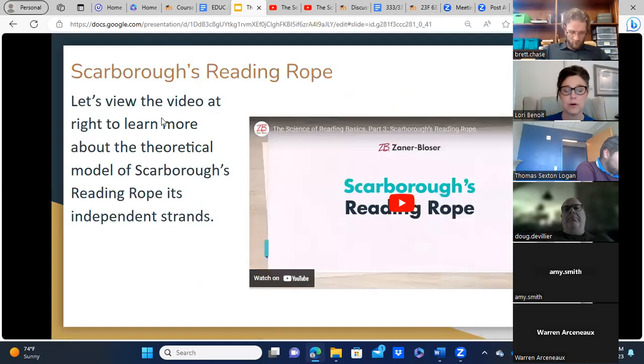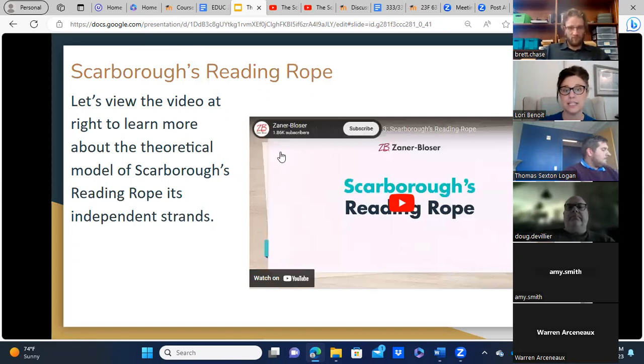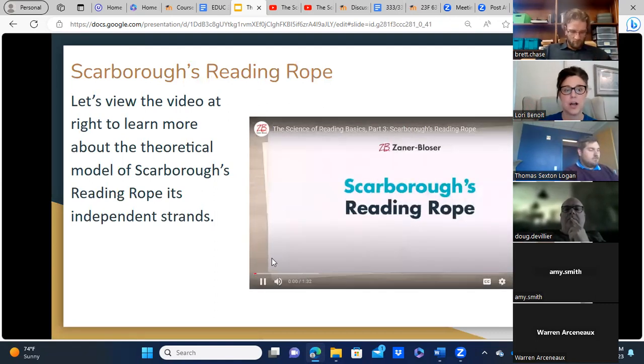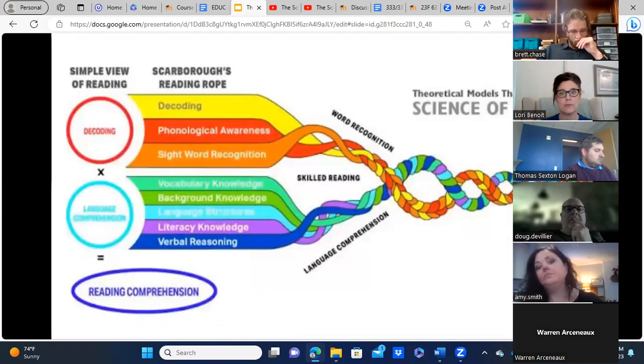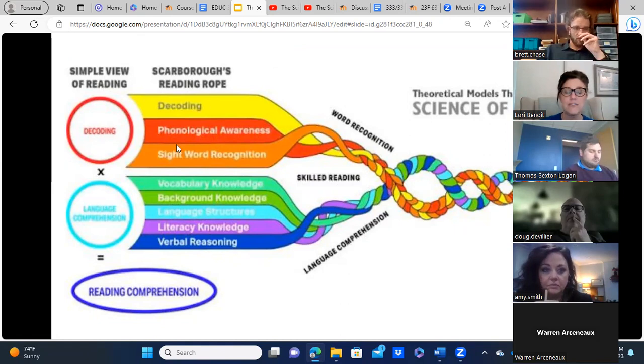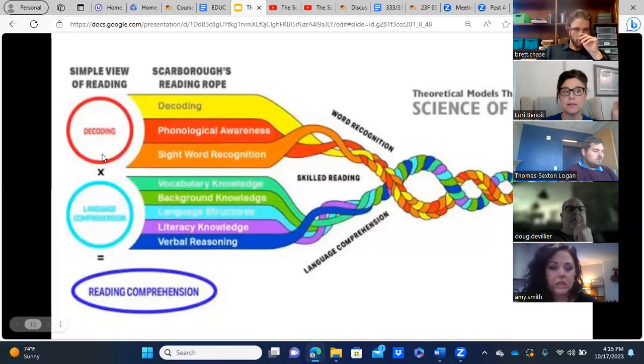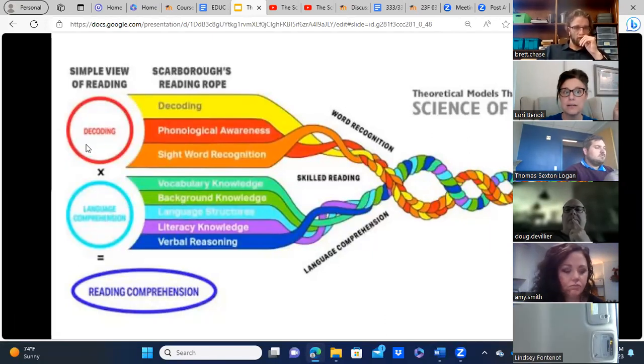So when we think about Scarborough's reading rope, and for the sake of time and also the freezing on my side, there is a little video I recommend you watch again, but I'm going to show you this particular chart, this infographic rather. This is the science of reading. This is Scarborough's reading rope with the science of reading meshed in. If you look on the far left-hand side, here is the simple view of reading. So decoding is associated with, of course, decoding itself, phonological awareness, and sight word recognition.